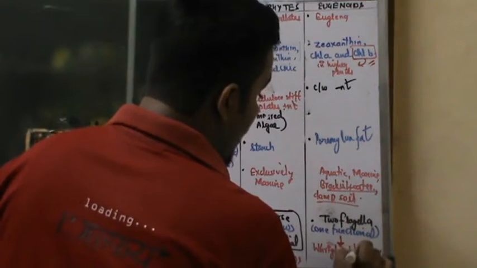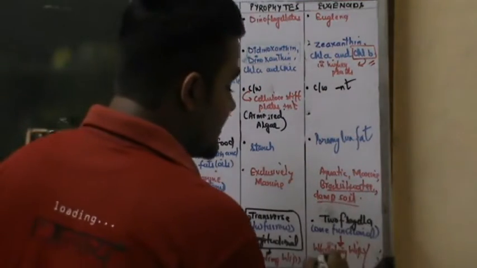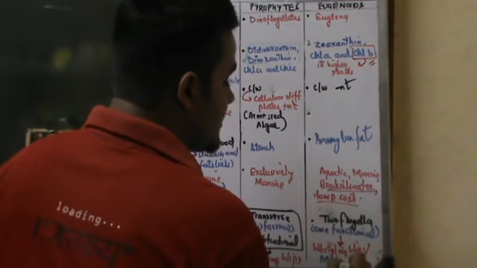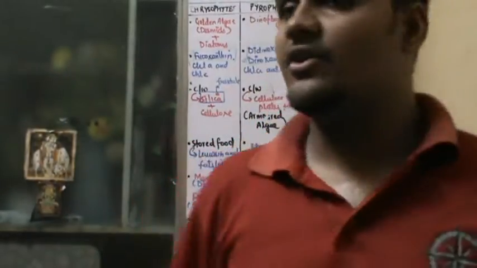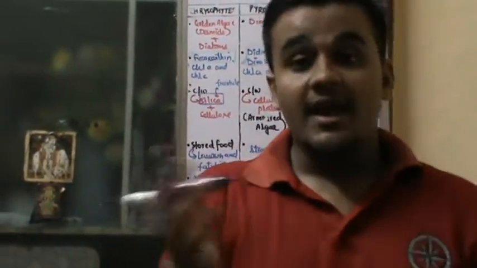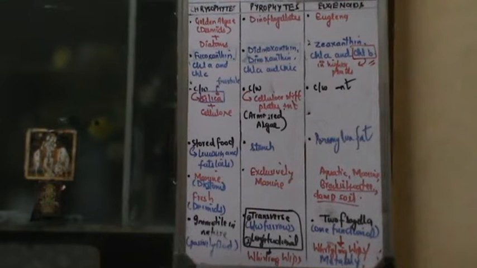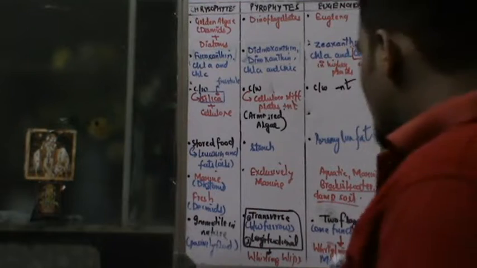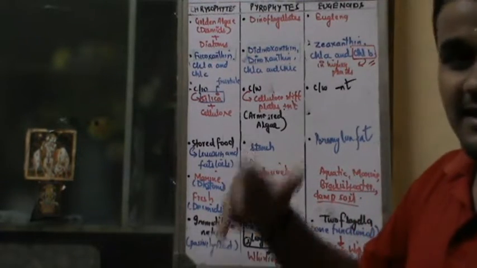Wriggling whips, and a very important question has come in AIIMS 2008, metabolic. The term is very important. The specialized movement by the one flagella of euglenoids is called wriggling whips, also called metabolic. The pyrophytes show whirling whips, right? So it's very important, and you have to understand this. I'll discuss the wriggling whips movement in a bit more detail, which is by the side movements of the pellicle. I'll draw the diagram and explain it.